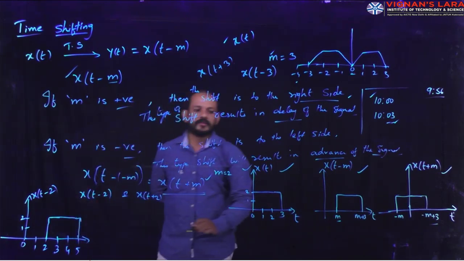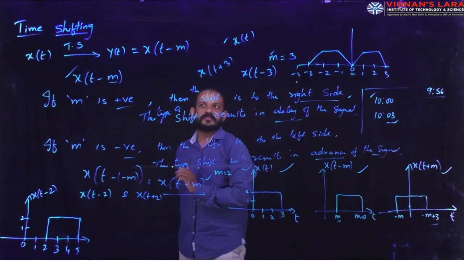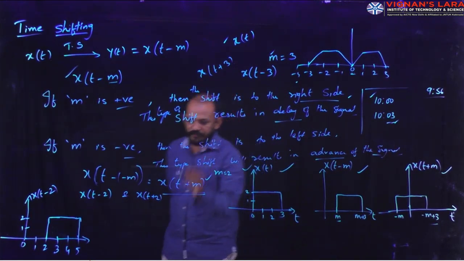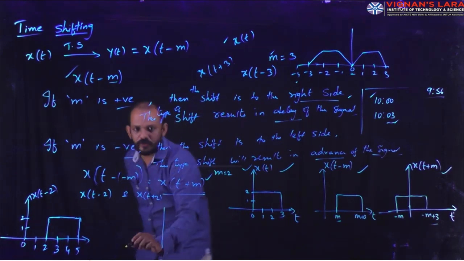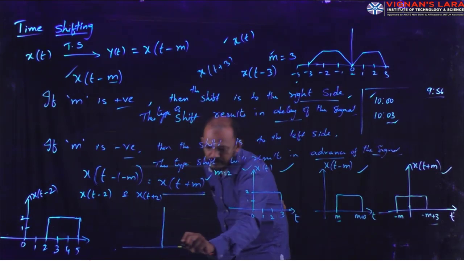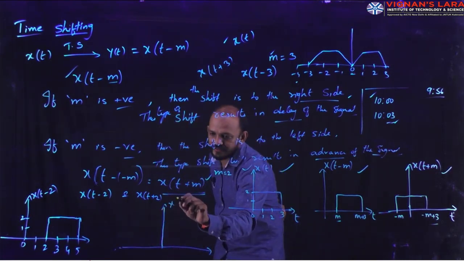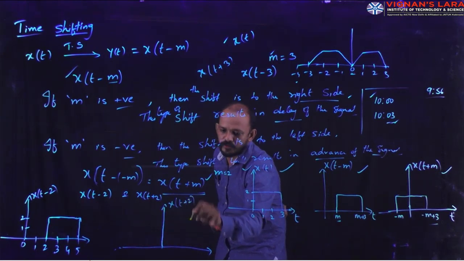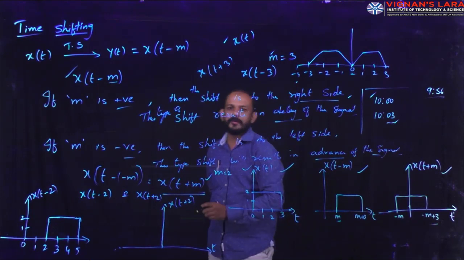See, that is the signal for x of t minus 2. In the same way, we can go for x of t plus 2 also. So here I will go for x of t plus 2. See, for the signal x of t plus 2.